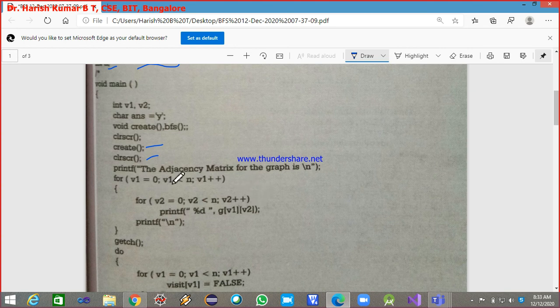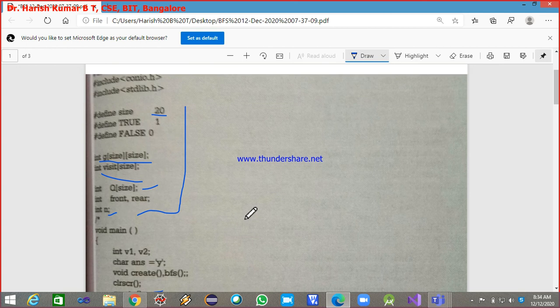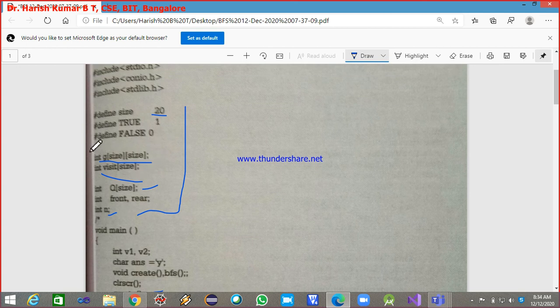We are making use of two for loops. v1 and v2 are the variables used inside the for loop. Instead of i and j, we have taken v1 and v2, because they correspond to the vertexes that we are reading. Then I'm reading the adjacency matrix and writing it into G of v1 and v2. I'm filling it into this matrix.